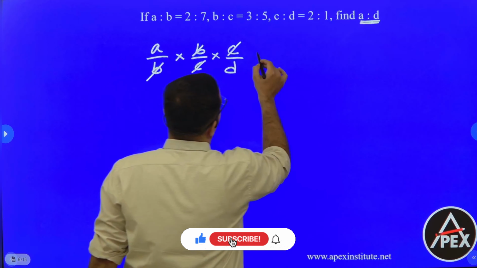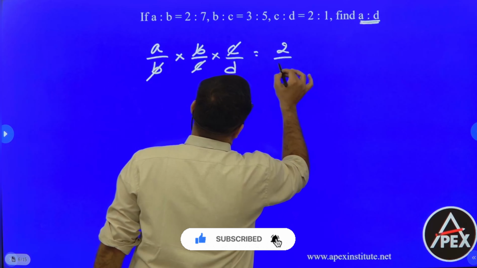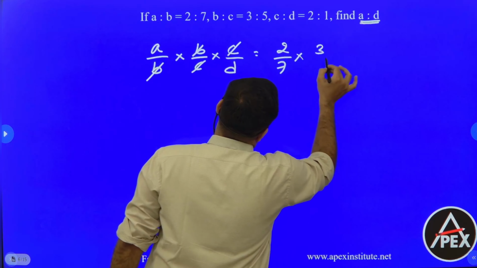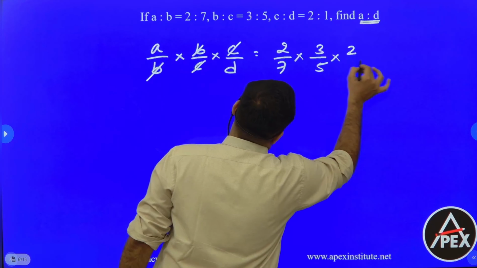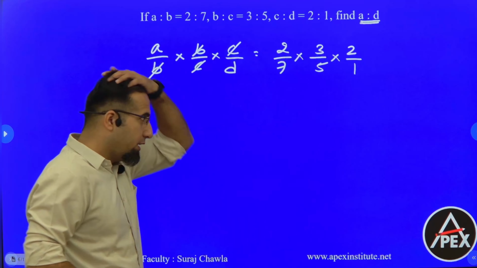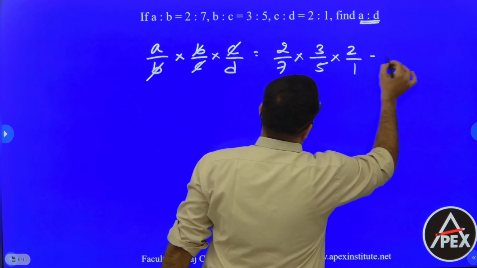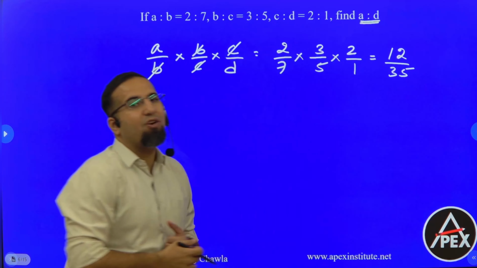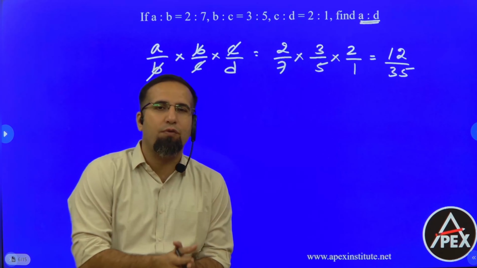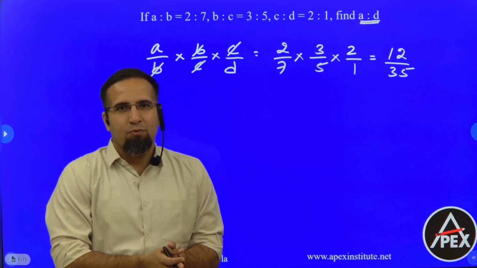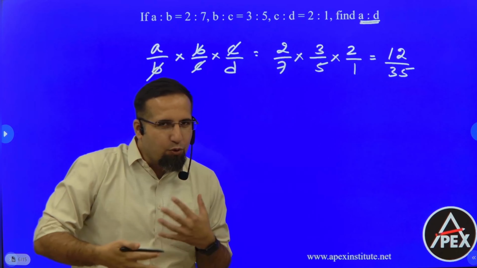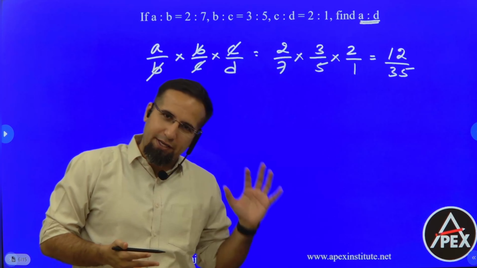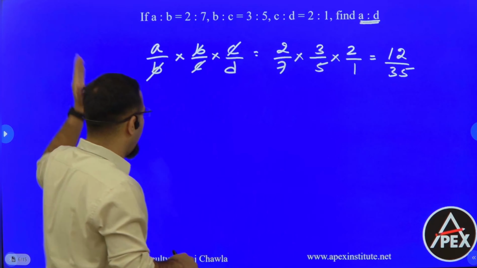So therefore, what do I get from here? So I get 2 by 7 into 3 by 5 into 2 by 1 becomes the value of A is to D, and that becomes my answer. So this gives me 12 divided by 35. So 12 is to 35 is the direct ratio of A is to D. Clear? Now, can I use the regular ratios method here? Yes. Let's try to apply that also here. I am erasing this part off.